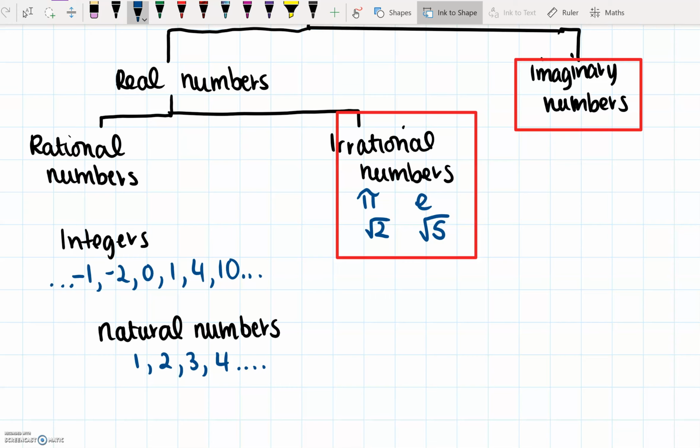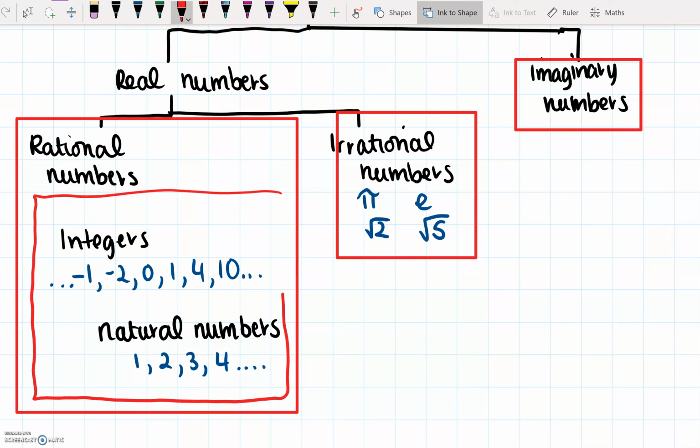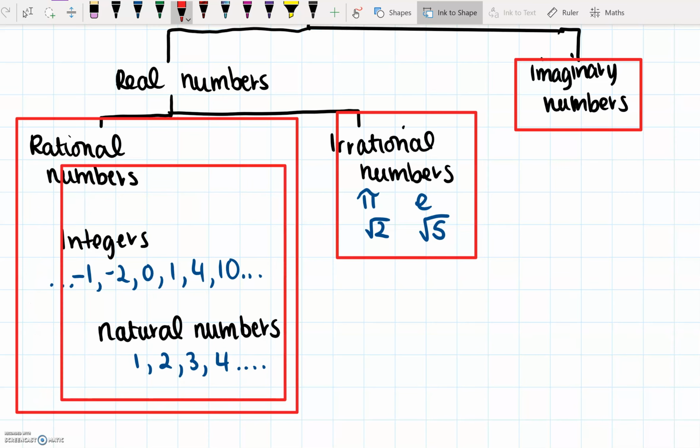All right, and these all fall within our rational numbers. Basically, this is what we want to see. So we have integers, natural numbers, and they are both within the rational number category. So we're going to put a big box around this whole thing. That's our rational numbers. Our integers are a type of rational number, and they also include the natural numbers.